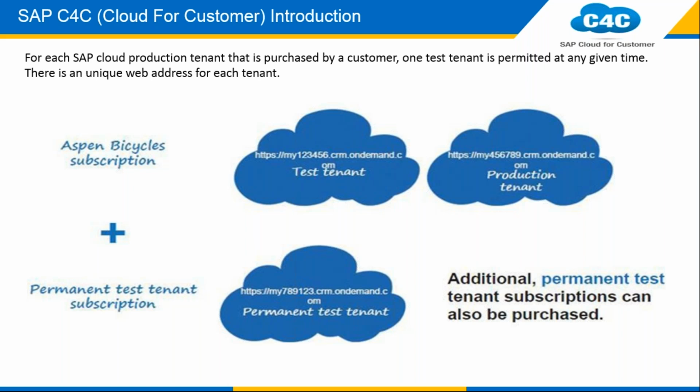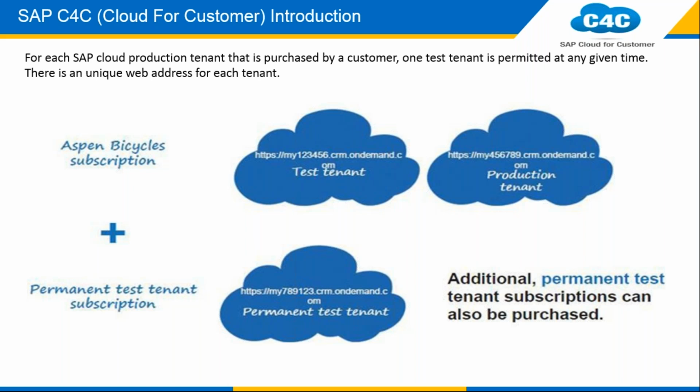Okay, so coming to the introduction part, in C4C here you can see a three-cloud icon and a URL mentioned above with a 6-digit unique identification number. This 6-digit unique identification number along with a URL is called a tenant in C4C. Whenever we launch any URL in any browser, like Chrome or something, this URL is called a tenant in C4C.